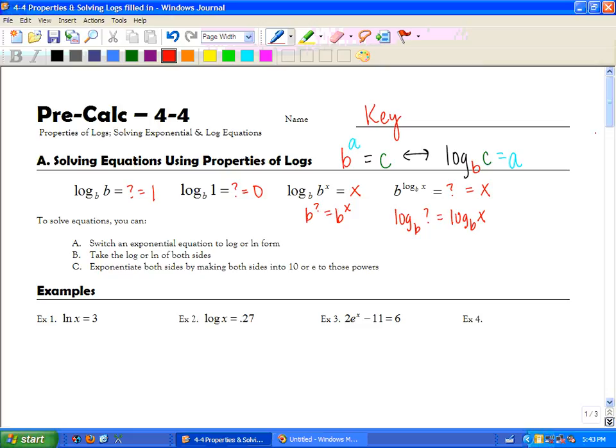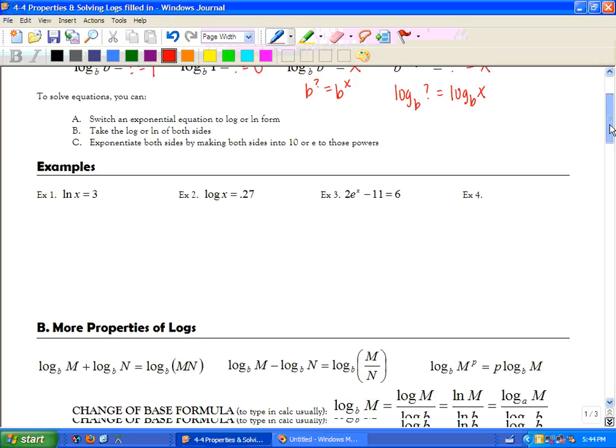So there are several different ways you can solve these. You could switch it to exponential or log or natural log form, depending on what you're in to begin with. If you're in exponential form, you could take the log of both sides. Or if you're in log form, you could exponentiate both sides. So you could make it into 10 to that power or e to that power. So let me show you a few of these methods.